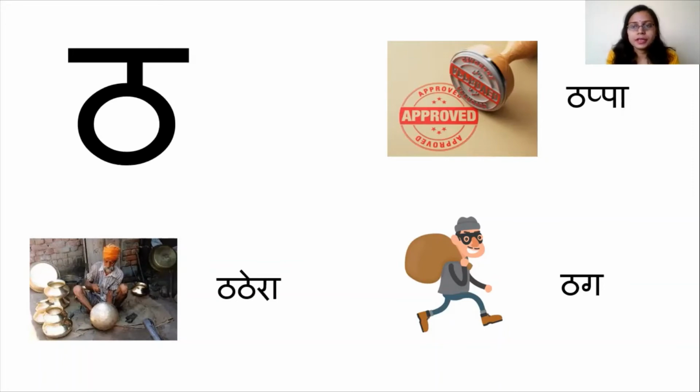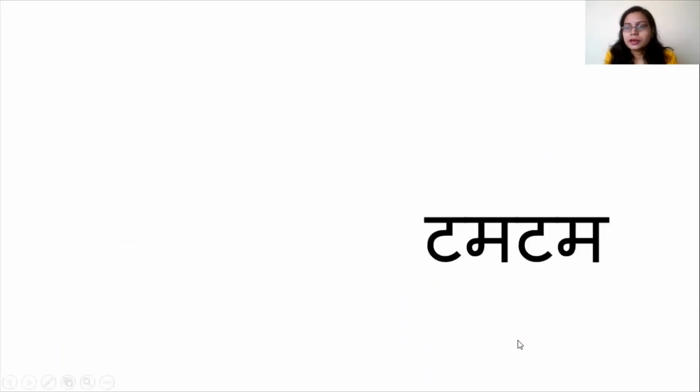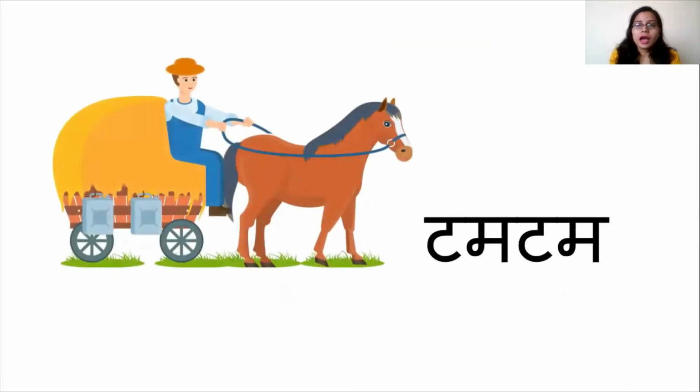Now I'm going to repeat these words once again. The letter is hard sound th. So th say thatera. Thatera means a blacksmith. Next is th say thappa. Thappa means stamp. Next th say thug. Thug means a robber.